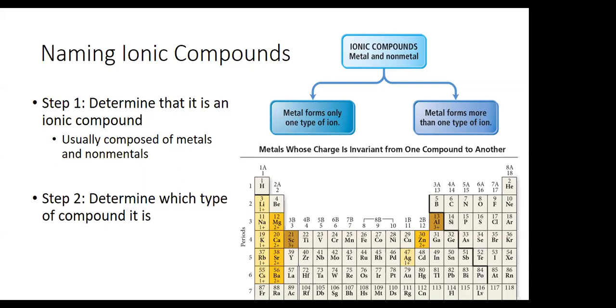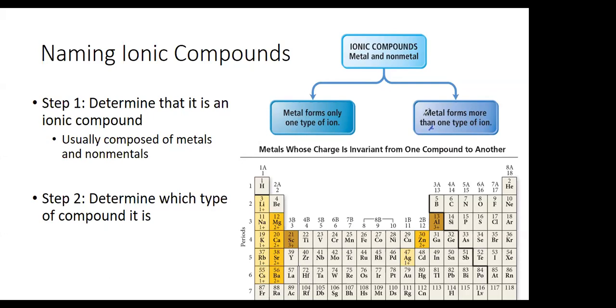And there's two different ways that you can name ionic compounds. And that is if your metal forms only one type of ion or if your metal forms multiple types of ions.